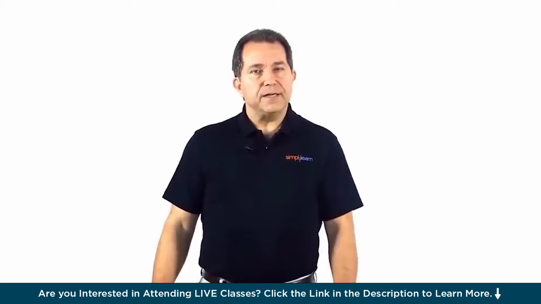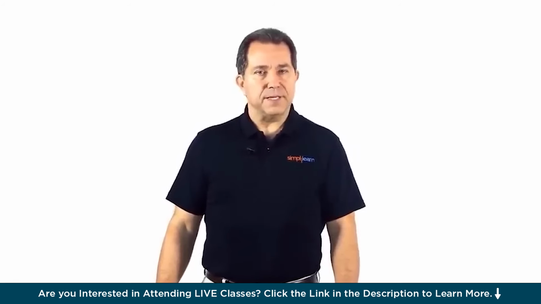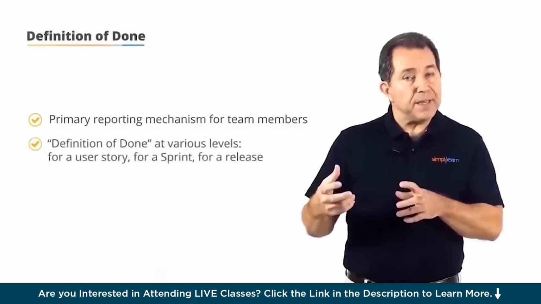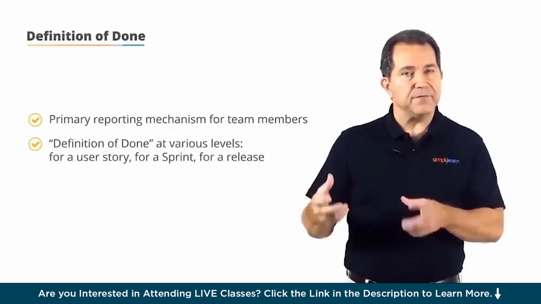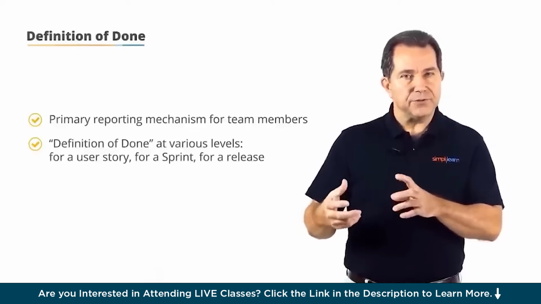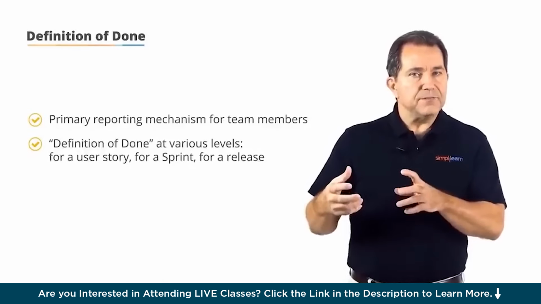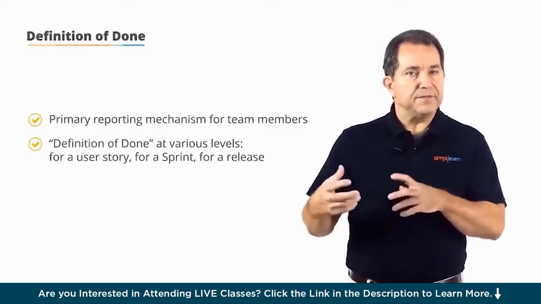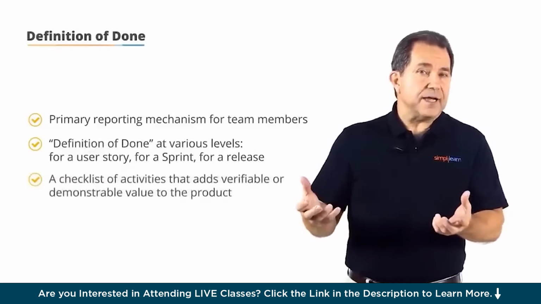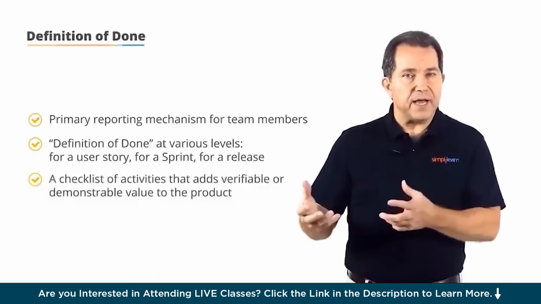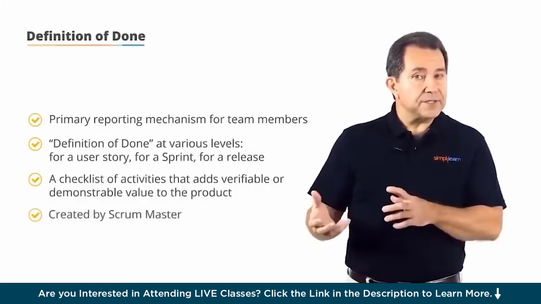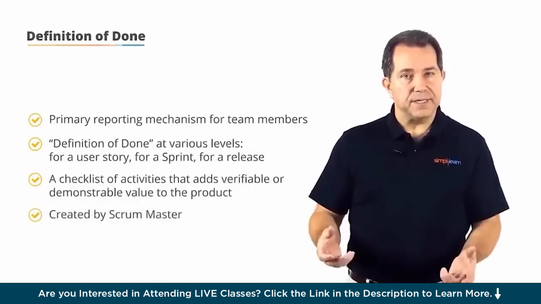The definition of done is an important artifact for a Scrum team. It is the primary reporting mechanism for team members, and there may be a different definition of done at various levels: definition of done for a feature or user story, the definition of done for a sprint, and the definition of done for a release. It's really just a checklist of activities that add verifiable and demonstrable value to the product. It's created by the Scrum Master in consultation with the team.